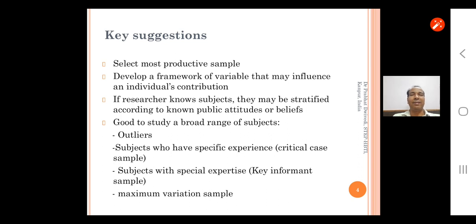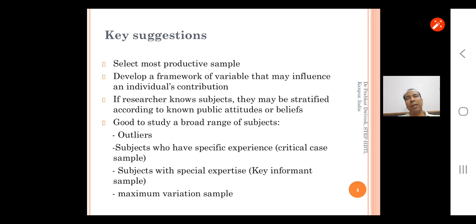Which are outliers? Subjects who have a specific experience. These are known as critical case sampling. Sometimes we have to focus more on the subjects who have a specific type of experience which is more suitable for our studies. We have not to leave them. We have to cover outliers. We have to cover those subjects who have a specific experience. We have to cover those subjects who have a special expertise, like key informant samples. Those are key informants.